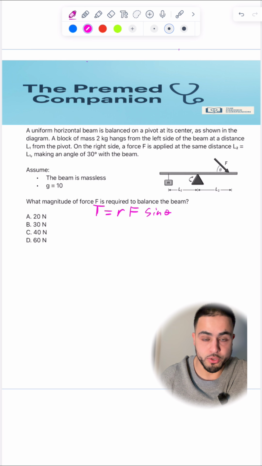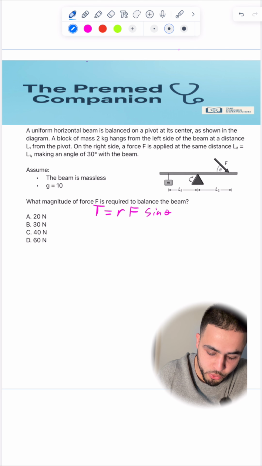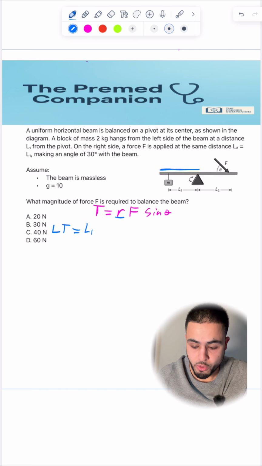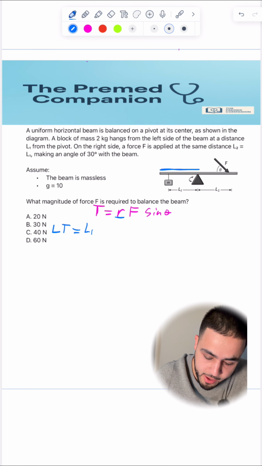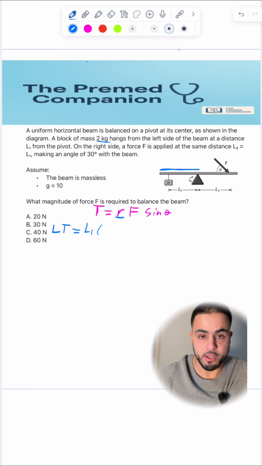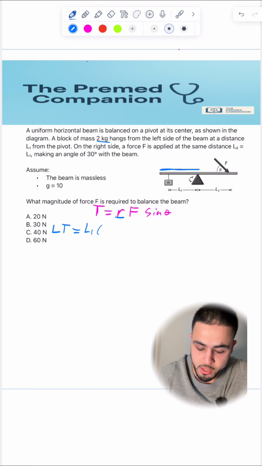All right, so let's start with the left-sided torque, which we're going to denote as LT. So LT, left torque, equals, well, our R is going to be L1, which we don't know the value of, times F, which is mass times gravity. We know that the block is 2 kilograms and that the acceleration due to gravity equals 10. So we can just say 2 times 10, and that equals 20. So the force on the left side is 20.